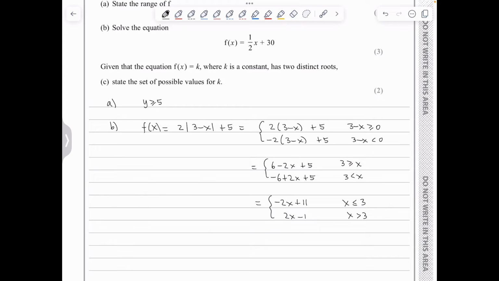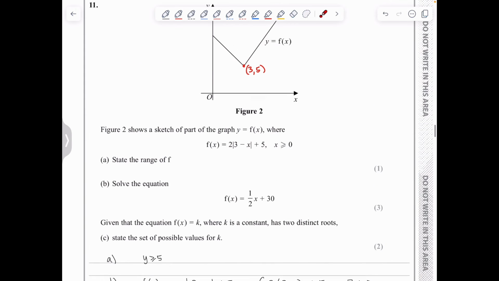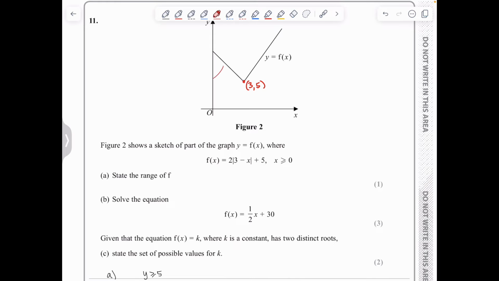So the vertex is found at 3, it's where the takeover happens, and we've got that on the left hand side, it's the line y is minus 2x plus 11. So let me write this down, y is minus 2x plus 11, and on the right hand side here, it's the equation y is 2x minus 1. So I always like to start by identifying the equations of the line segments that give me f of x. Now we're trying to determine the points of intersection, the x values of the points of intersection of f of x with the line a half x plus 30.